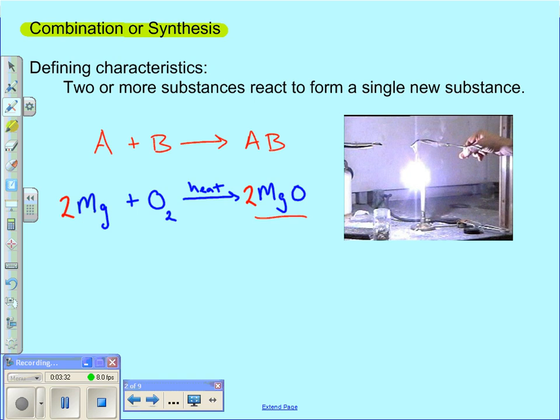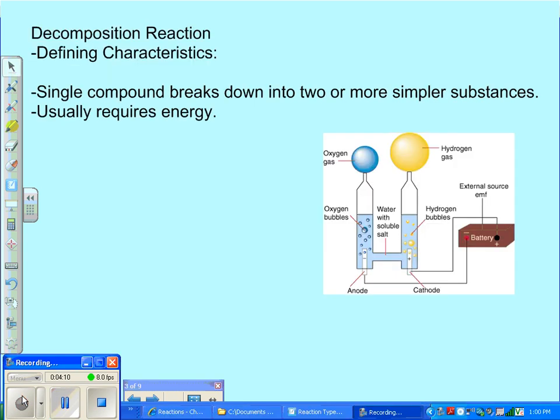Let's do another one just for the sake of being thorough. We might have a combination or synthesis when we talk about producing water. It's a real important one. Water is hydrogen plus oxygen, and it's going to yield good old H2O. But again, we've got to think a little bit more about this. In nature, hydrogen and oxygen always exist as diatomic gases. So in this case, we need to balance this equation, and balancing this equation is pretty simple. The balanced equation would look like that. So those are examples of combination or synthesis reactions.